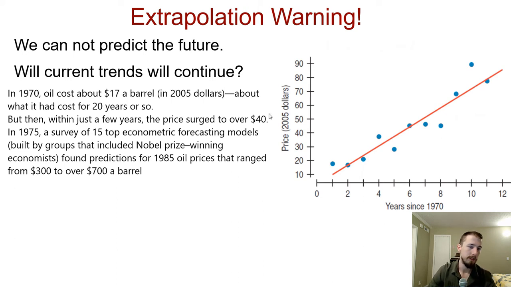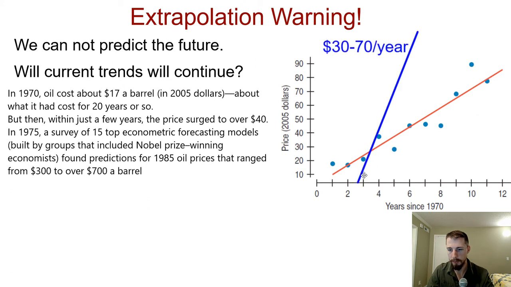In 1975, a survey of the top 15 economic forecasting models, again built by economists including Nobel Prize winning economists, found predictions for 1985 oil prices that ranged from $300 to $700 a barrel. Going from 1973 to 1974, the price had increased pretty drastically. From that, they made a model with an average slope anywhere from $30 to $70 per year, increasing over the next 10 years is what they were guessing.